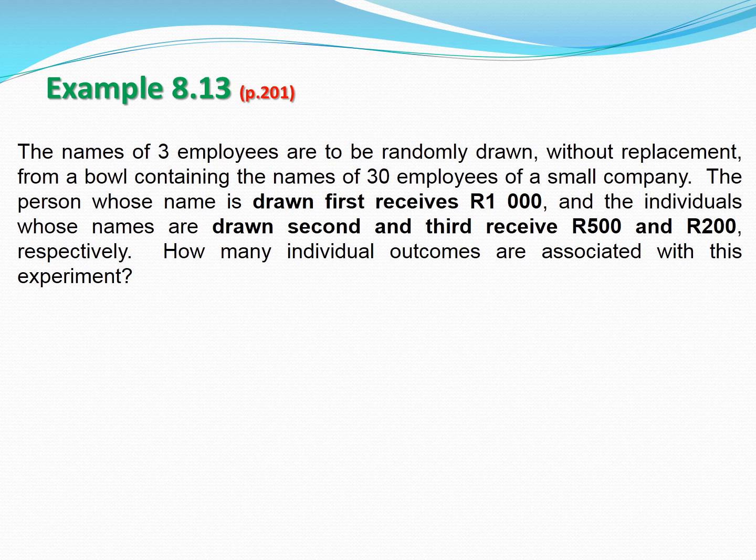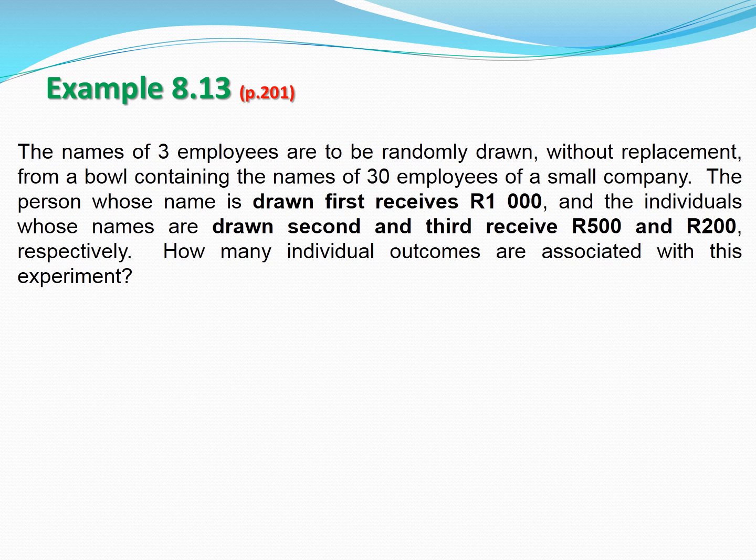In example 8.13, they tell you the names of 3 employees are to be randomly drawn without replacement from a bowl containing the names of 30 employees of a small company. The person whose name is drawn first receives 1,000 Rand, and the individuals whose names are drawn second and third receive 500 Rand and 200 Rand respectively. How many individual outcomes are associated with this experiment?